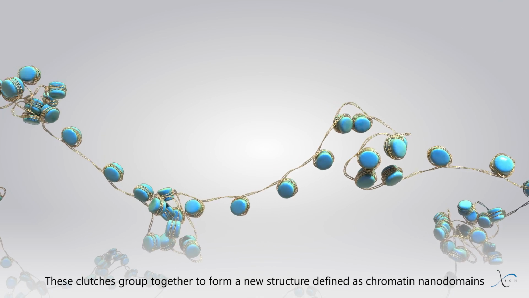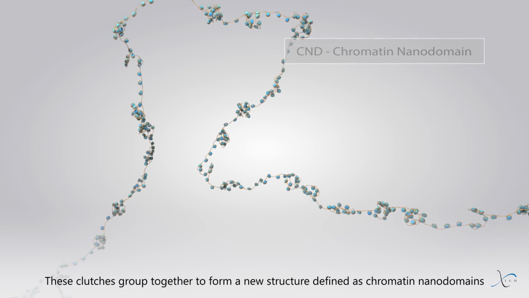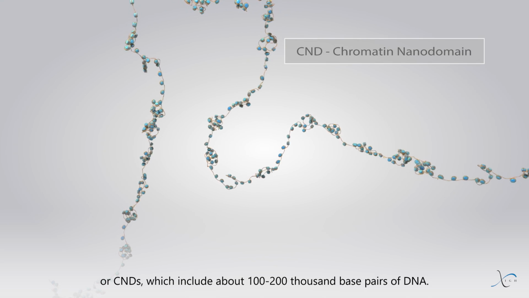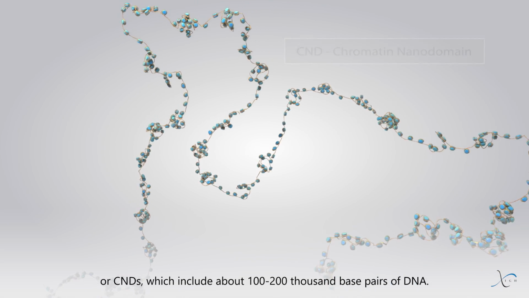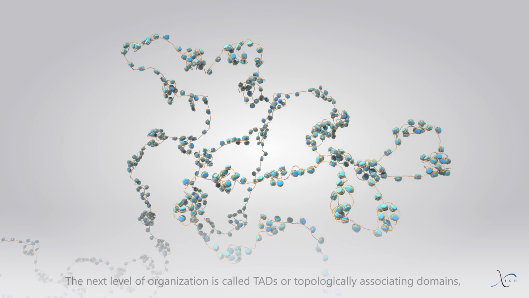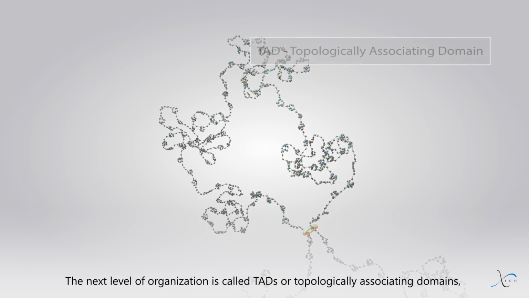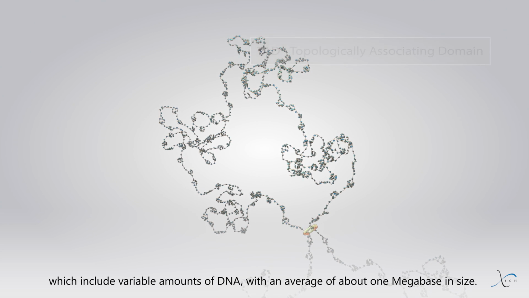These clutches group together to form a new structure defined as chromatin nanodomains, or CNDs, which include about 100 to 200,000 base pairs of DNA. The next level of organization is called TADs, or topologically associating domains, which include variable amounts of DNA with an average of about 1 megabase in size.